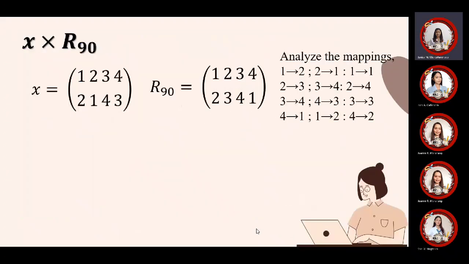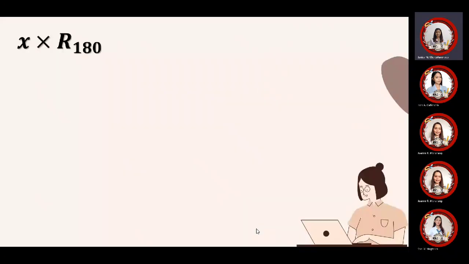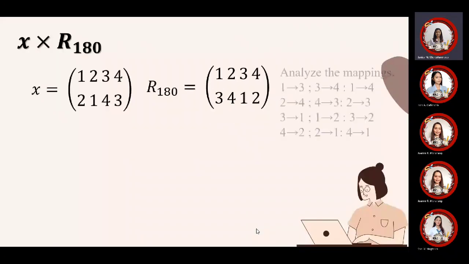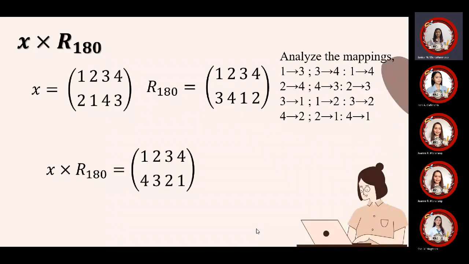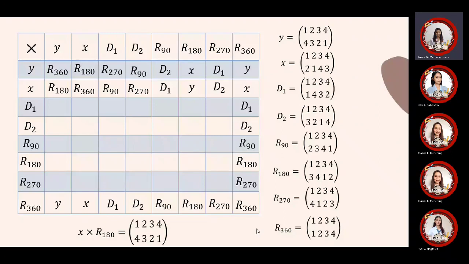Next, we have x multiplied by R90. We have 1 maps to 1, 2 maps to 4, 3 maps to 3, 4 maps to 2, which is our D1. So x multiplied by R180, we have 1 maps to 4, 2 maps to 3, 3 maps to 2, and 4 maps to 1, which is also our y. So for this row, we don't have D2 yet, so I just placed D2.